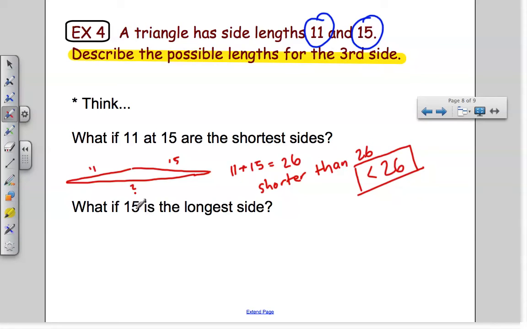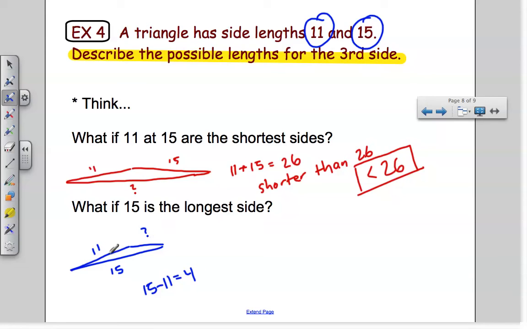But here's the second scenario. What if 15 is the longest side? What if we have the side of 15? Remember, we already have a side of 11. So we have the side length 11 as well. Then the question is, what about this side? Now, what number would exactly add up to 15? Well, that would be like 15 minus 11, right? And that would be 4.